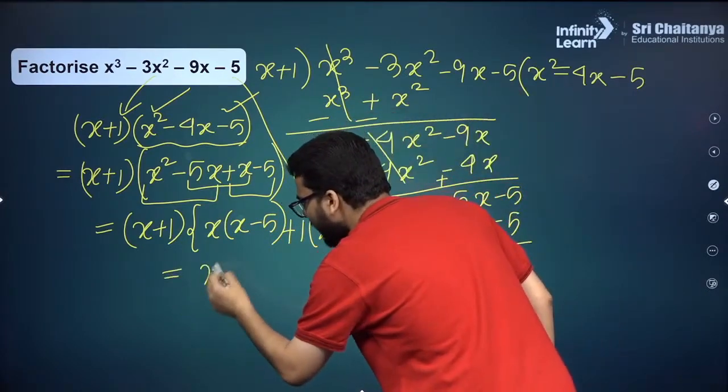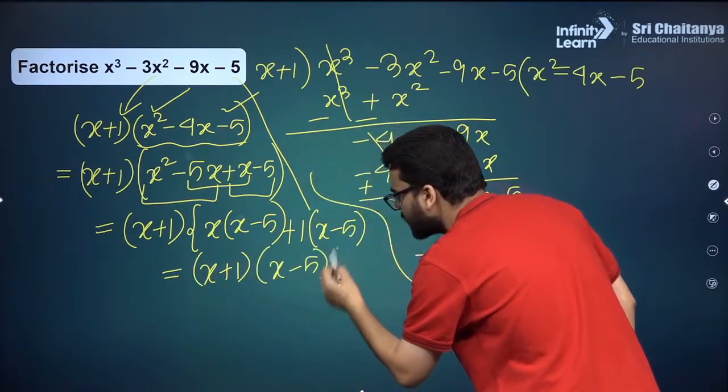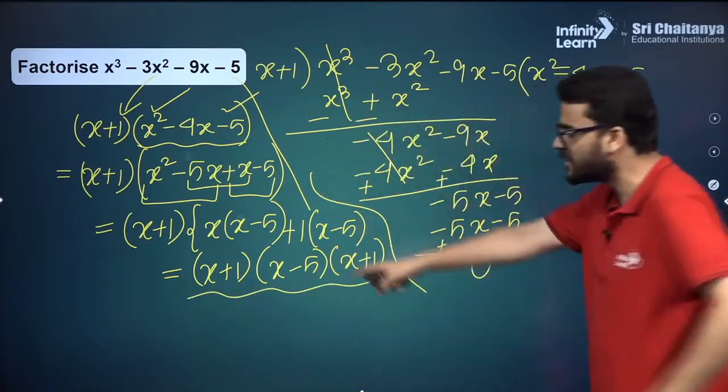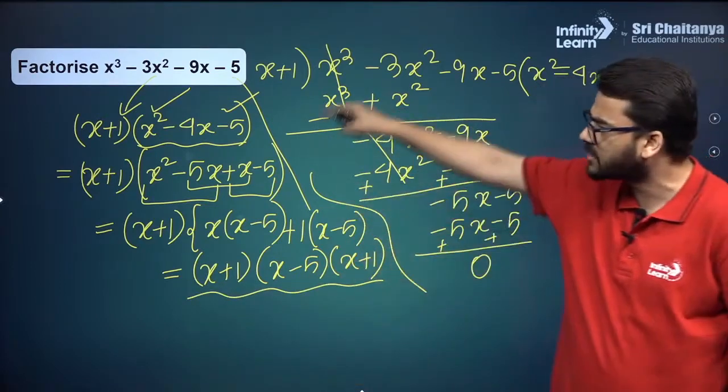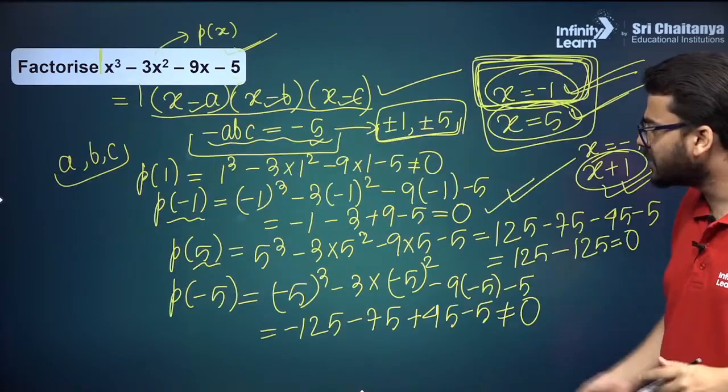Now out of the whole expression, what can I do? I can take x minus 5 as common. So x plus 1 will be left. I hope that is clear. So can I not say that this is the required factorized form of this cubic polynomial? Yes or no? Now actually, what is the answer to this question?